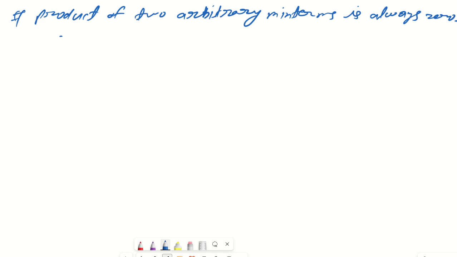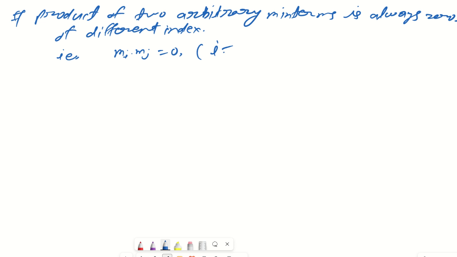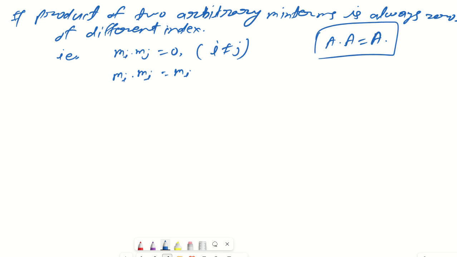What does it mean? Of different index, that is for sure. So you have to take care of different index, like it should not be the same index, and you are multiplying them and it is going to be 0, not possible. So for example, what I mean to tell you is, let us say my mi into mj is going to be 0 only when i is not equal to j. And if it is a multiplication like mi into mi, that will always be mi, that you already know, like a into a is always a, right? So this is how we had already seen in laws of Boolean algebra, right?